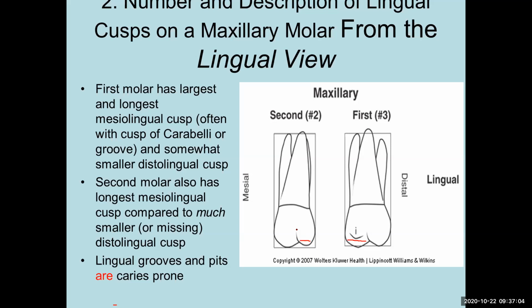first molar. The lingual groove is caries prone. This is a test question, always. The buccal groove on maxillary molars is not caries prone. It's the lingual groove that's caries prone. So when you're evaluating teeth for preventive sealants or checking for decay, that's where you want to zero in on.